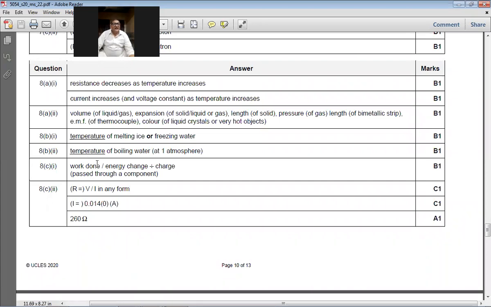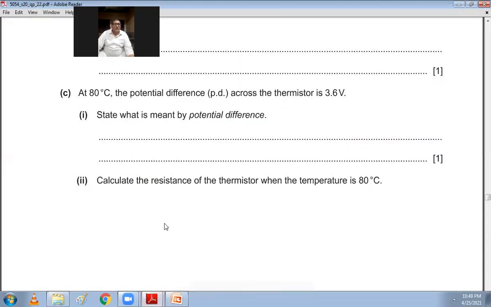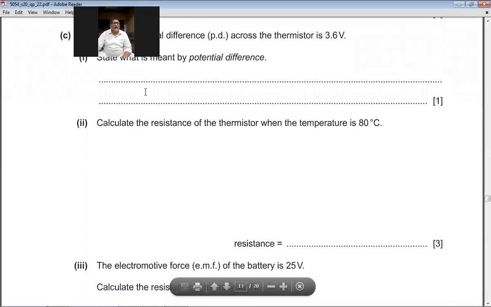So it says the work done, or energy change, divided by the charge passed through a component. Component means thermistor, resistor, fan, lamp, whatever appliance is using the electric energy. Okay, then we have the next question.